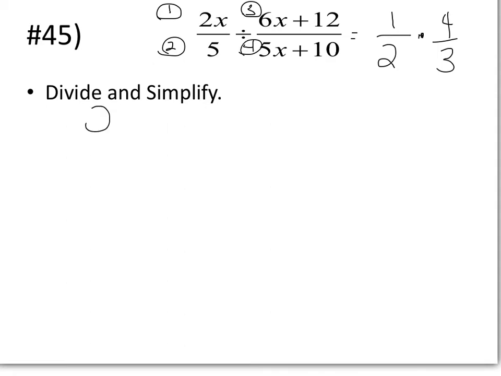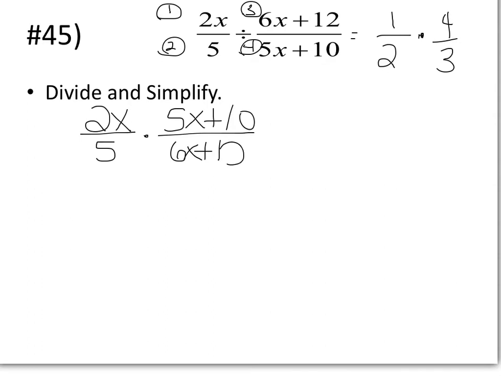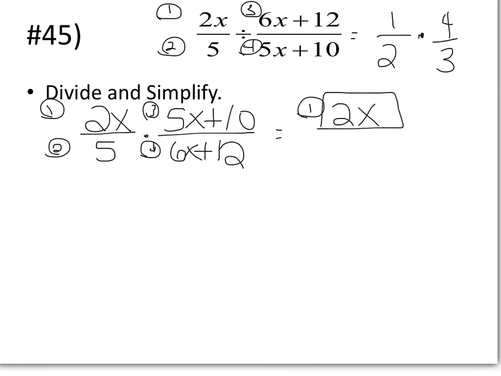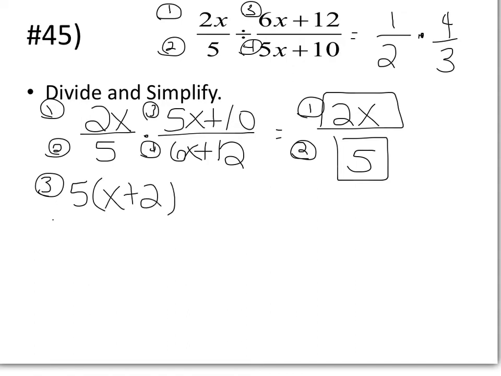You can rewrite the problem, 2x over 5 times 5x plus 10 over 6x plus 12. Okay, keep it, switch it, flip it. And then you can go ahead and go 1, 2, 3, 4. And that's what I do. So 1 is 2x still. So that's still okay. 2 is 5. Can't do anything to it. 3, you're going to factor a 5 out, leaving you an x plus 2. And 4, you're going to factor out a 6, leaving you x plus 2.